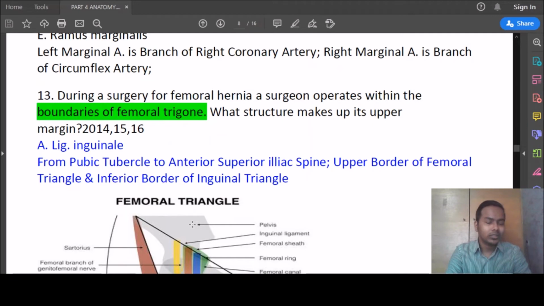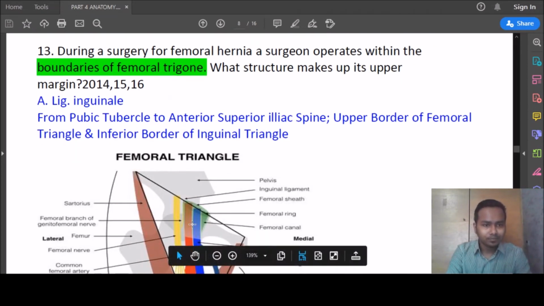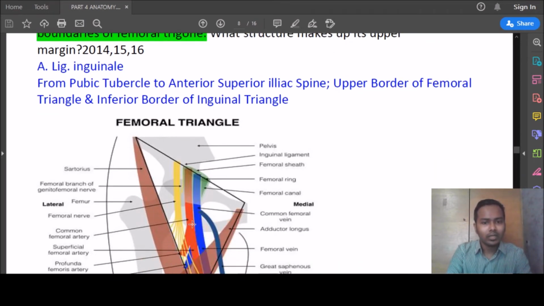This is the femoral triangle, which is very important for all the examinations. You can see they asked it in questions 14, 15, 16. You can get questions like what is the floor of the femoral triangle, what is the anterior border, what is the posterior border, what muscles are present in this border. It is very important for MCI, USMLE, and CROC. So they asked what is the upper border of the femoral triangle, that is the inguinal ligament.